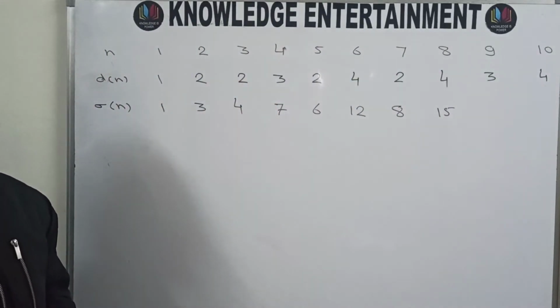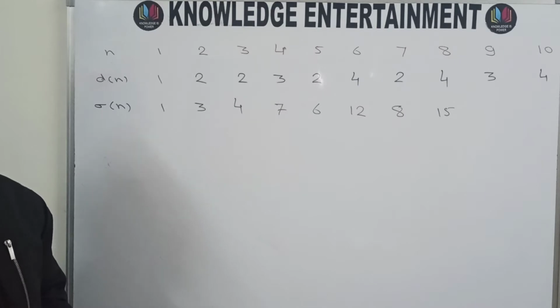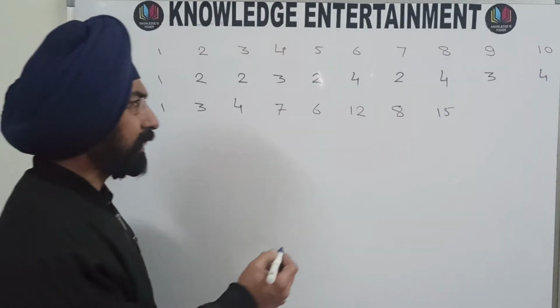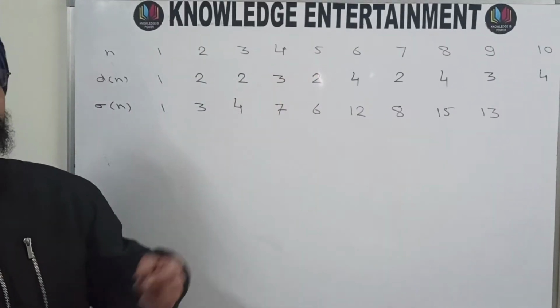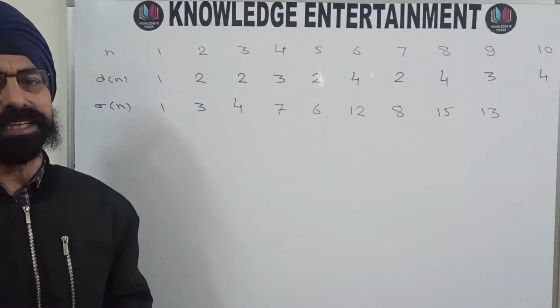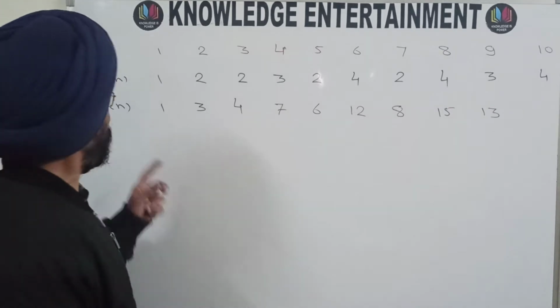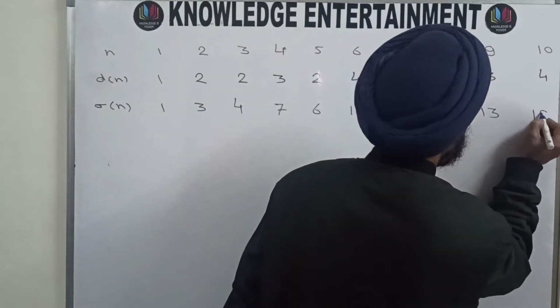What is sigma 9? The 3 divisors are 1, 3 and 9. And their sum is 13. So sigma 9 is 13. And similarly, the divisors of 10 are 1, 2, 5 and 10. And their sum is 18. So sigma 10 is 18.